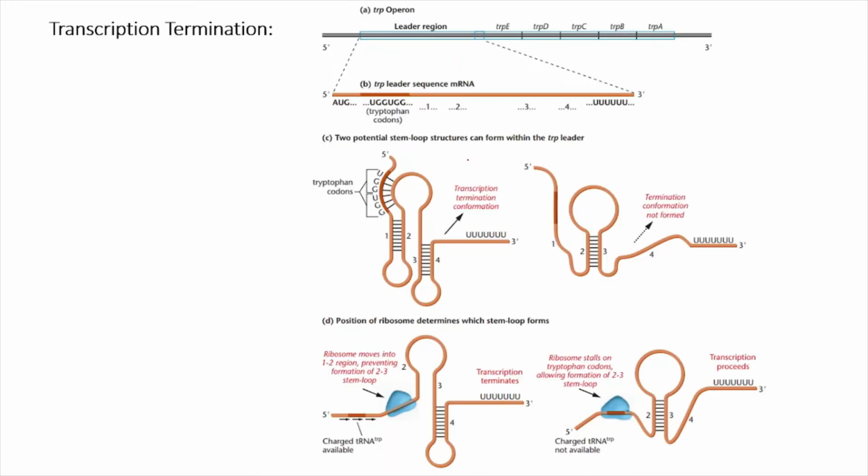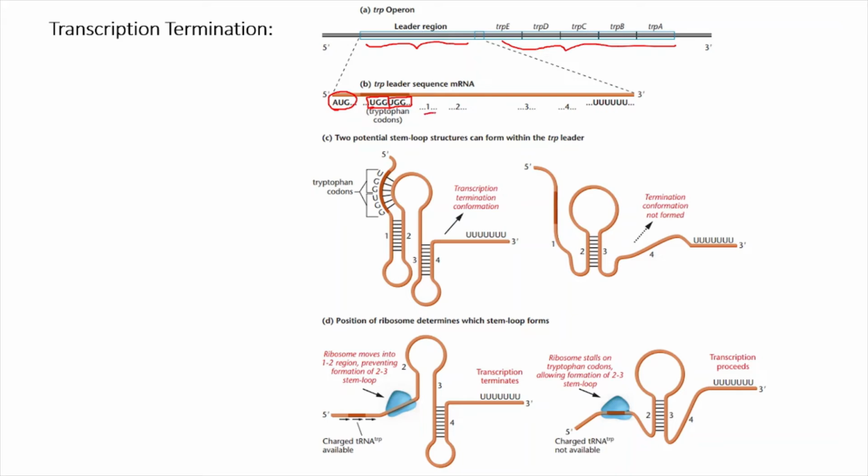Now, if we zoom into the leader region, and downstream to the leader region you have the 5 structural genes. If you zoom in to the leader region, you will find it has a start codon designated as AUG. Then you have 2 tryptophan codons. UGG codons code for tryptophan, so you have 2 UGG codons, 2 tryptophan codons.